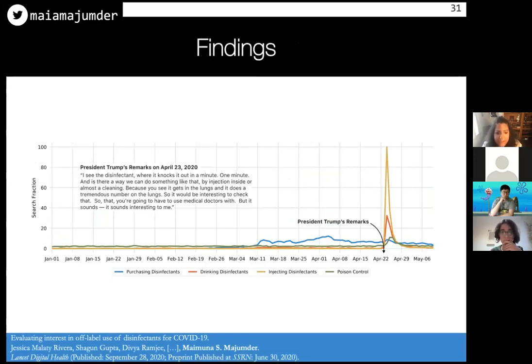Prior to debiasing the search query data of media-generated interest, though, we plotted our raw search query data, and the results, which are shown here, were pretty stunning. The action-oriented searches that reflected off-label use of disinfectants, namely drinking and injecting disinfectants, peaked immediately following Trump's April 23rd remarks. Then, rather damningly, interest in poison control peaked the very next day, results that are unfortunately consistent with poisonings reported subsequently, noted by the American Association of Poison Control Centers.